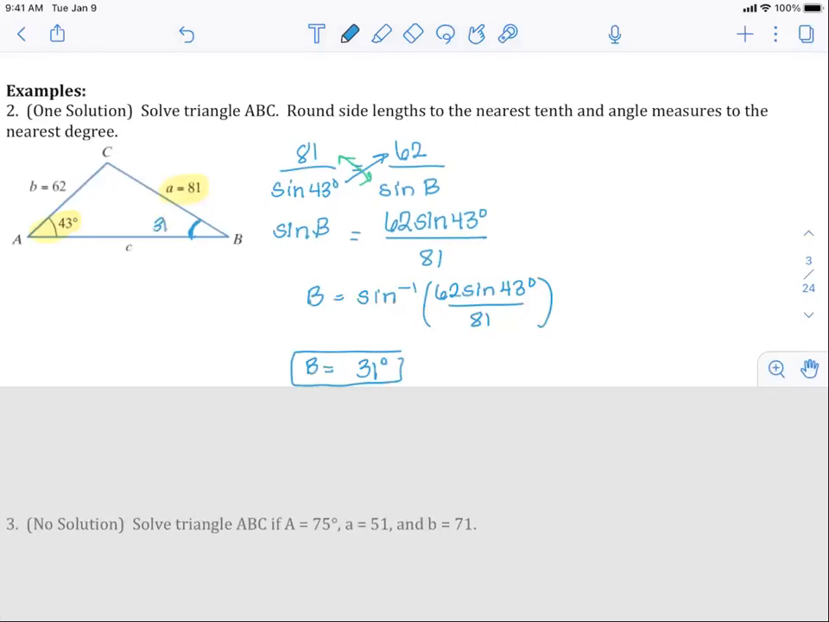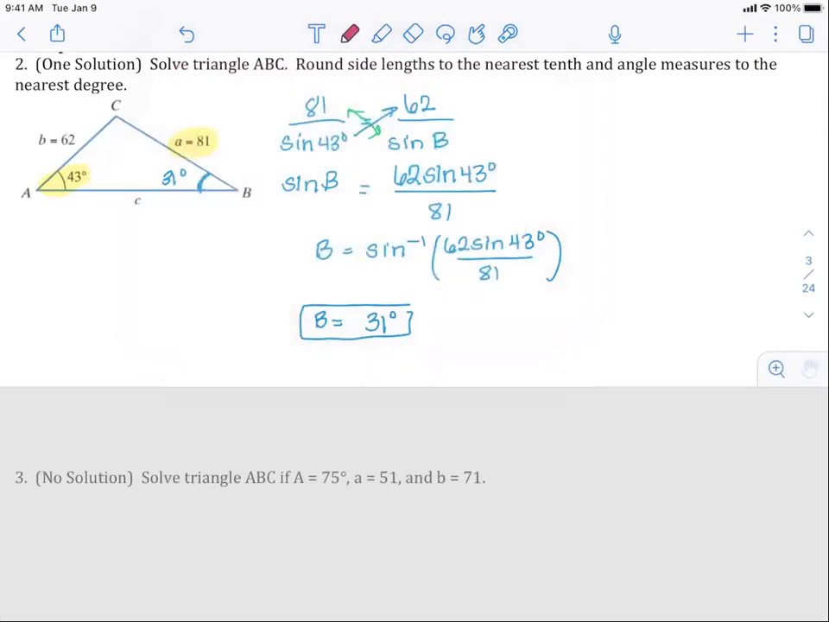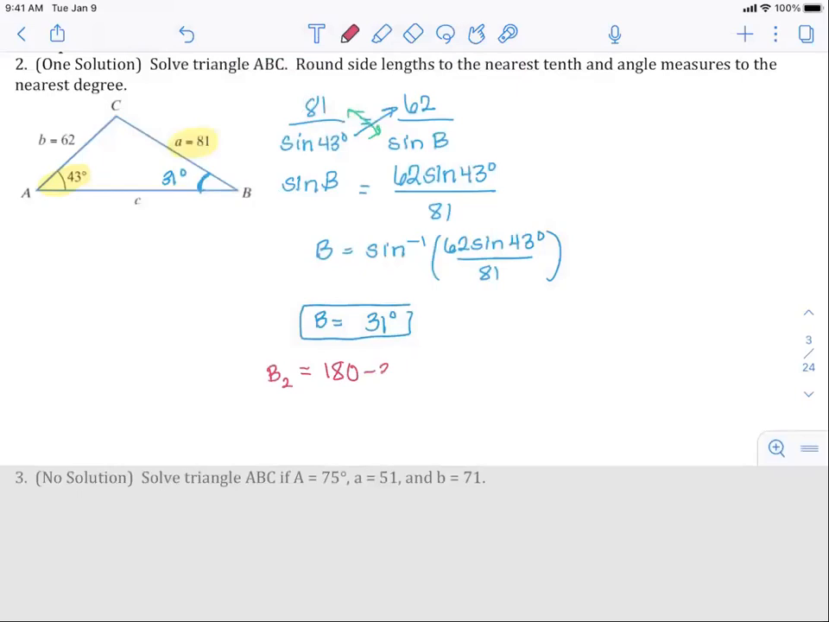Now we know this. Okay, now here's what we have to do anytime you have to do the inverse with the law of sines. This is what's extra about this today. We also need to think that the second option for angle B would be 180 minus 31, which would be 149 degrees.